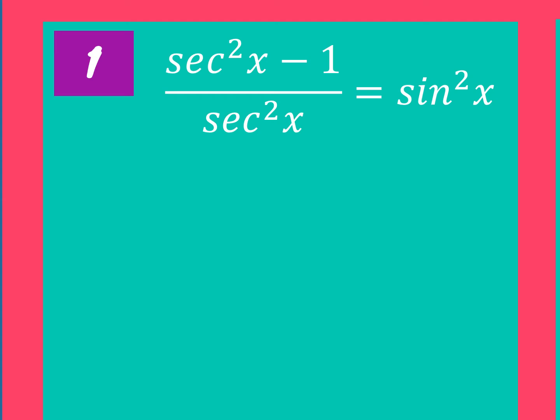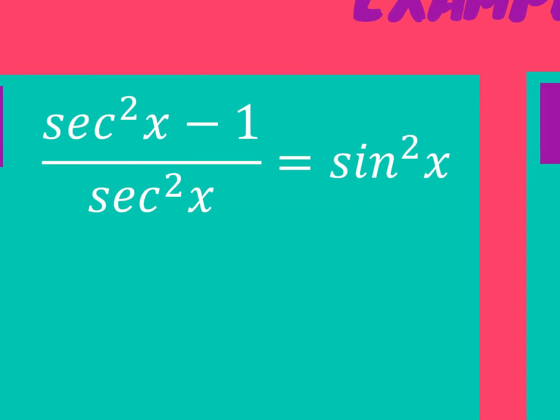What do you see there that triggers something from that previous slide? Secant squared x minus 1 is what? Tan squared, right? Because tan squared x plus 1 equals secant squared x. So if the 1 is on the side with the secant, then I can actually replace this whole thing with tangent squared.